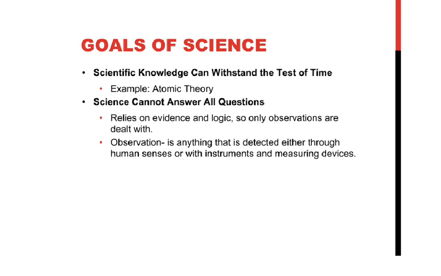An observation is anything that is detected either through human senses or with instruments and measuring devices. So if you can see it, if you can take the temperature of something, if you can measure it, those are the types of things we'll be talking about in science.